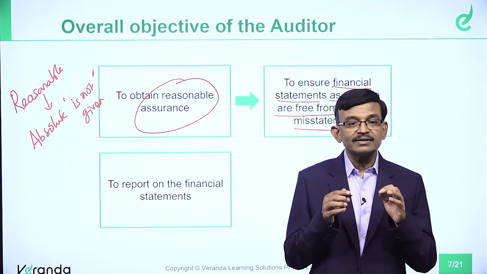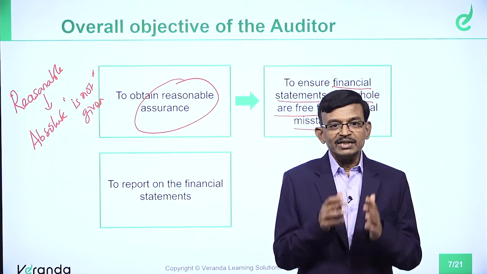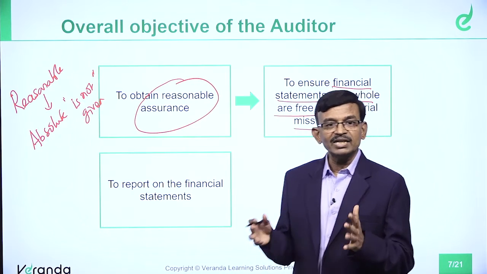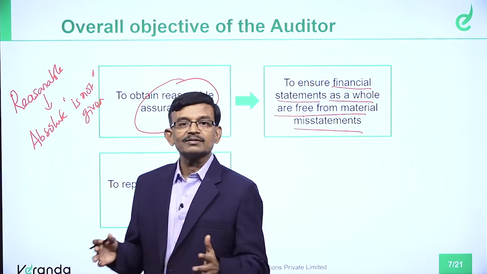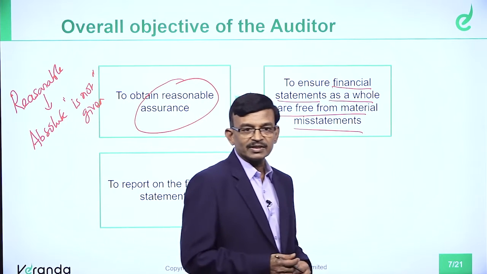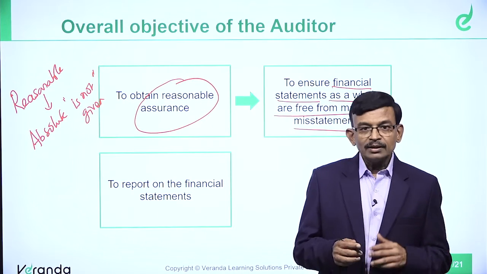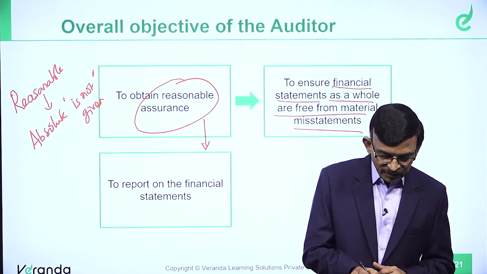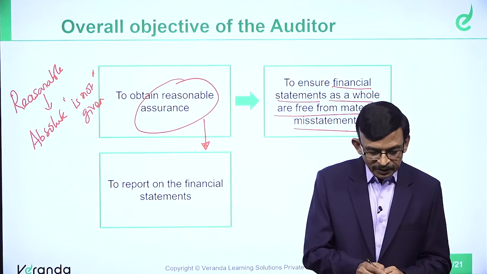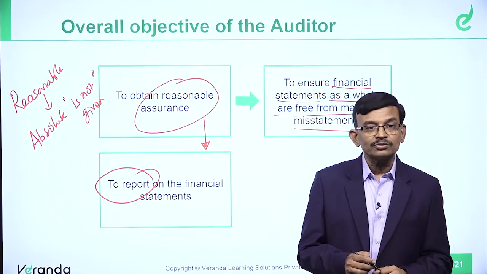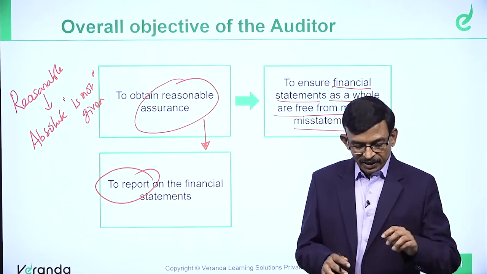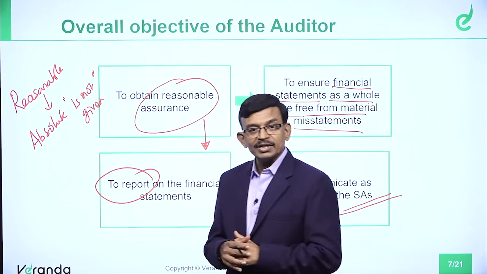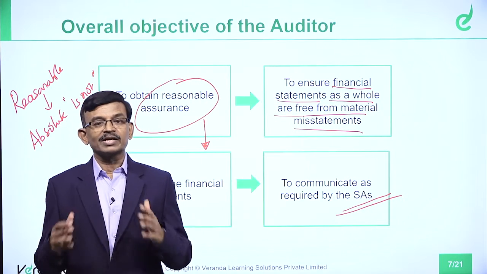So it says it is a reasonable assurance that the financial statements as a whole are free from material misstatement, either due to error or fraud. That is what we are trying to understand. Based on the audit I have conducted, how will I give this reasonable assurance, and where will it get reflected? To report on the financial statement, that audit report, where I will give that assurance, is to be communicated in accordance with the standards on auditing.